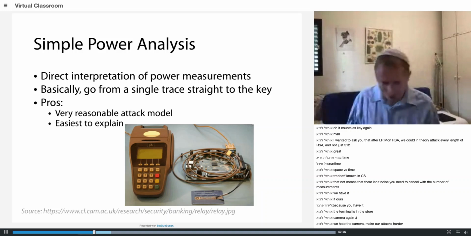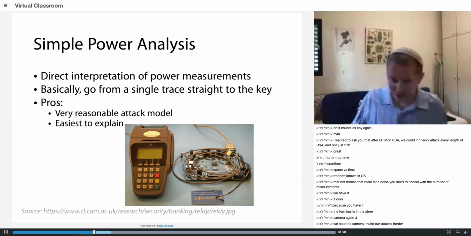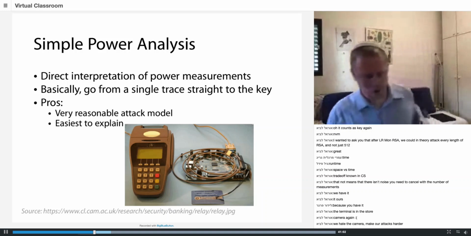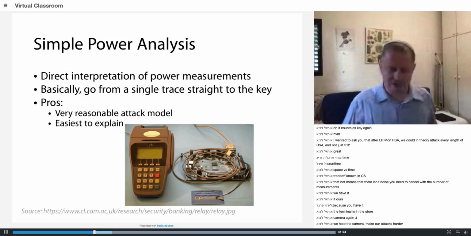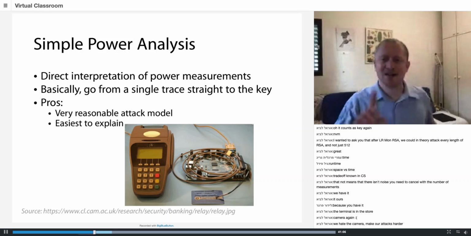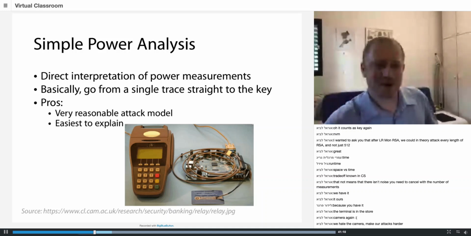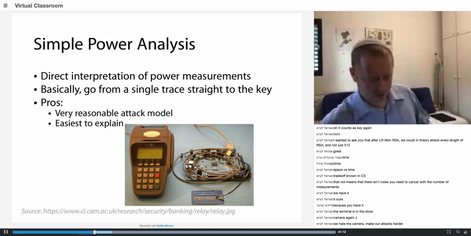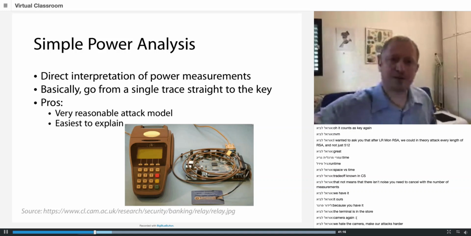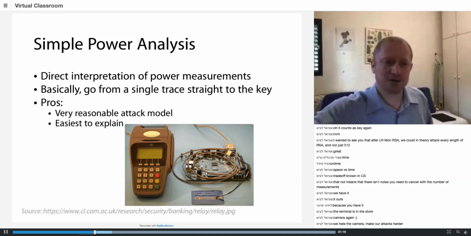But what we can do is use this very fancy device. And this device actually was built to do a different attack. It was built to do a relay attack. And I want to show you a very cool movie. I know that I need to paste the path into the chat, so I'll do it.